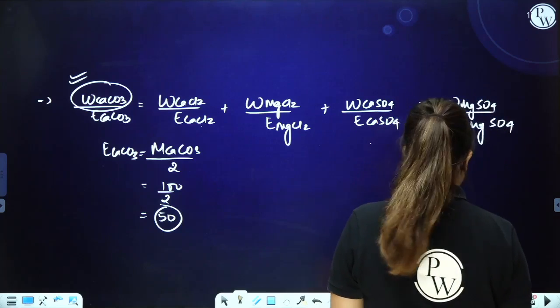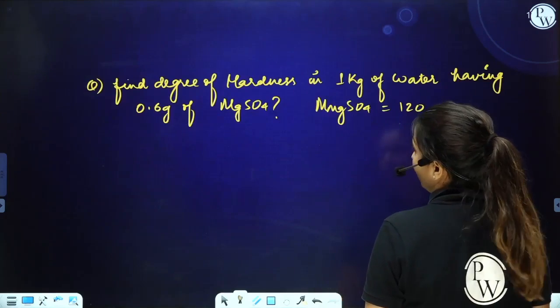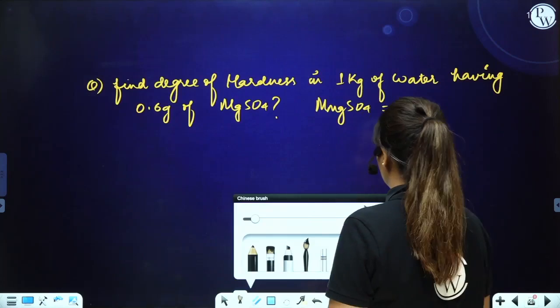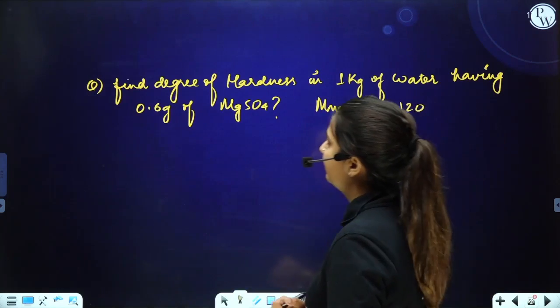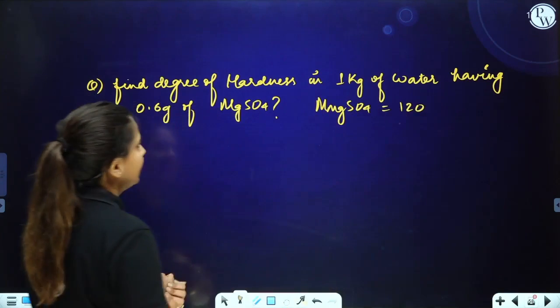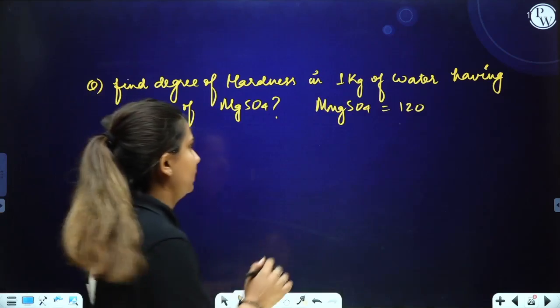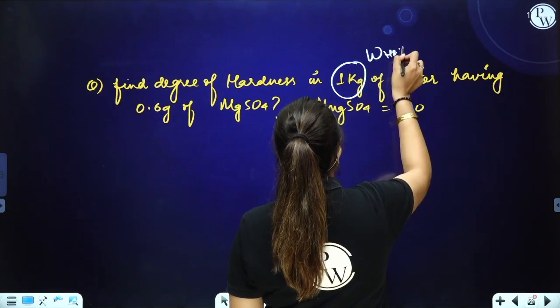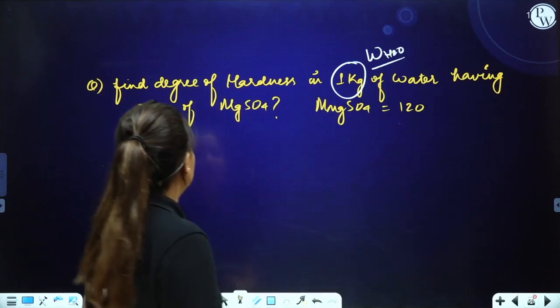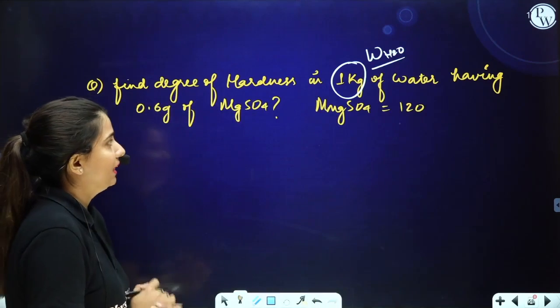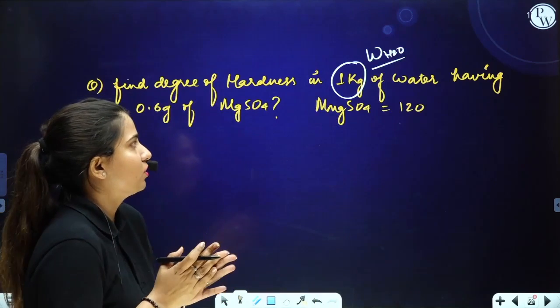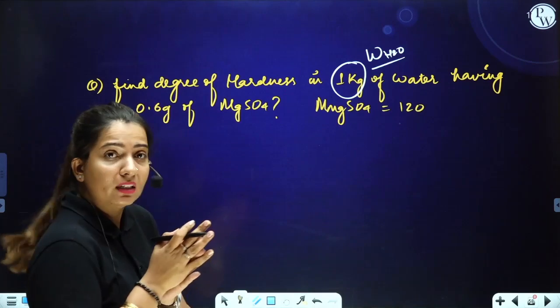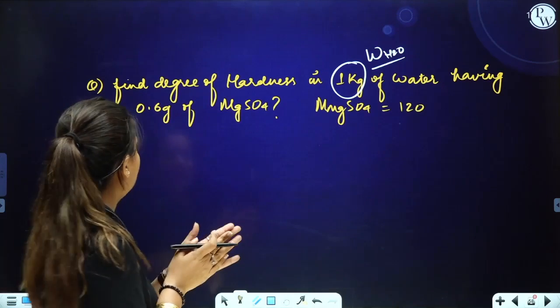Now let's move towards a question. The question we have is, find degree of hardness in 1 kilogram of the water. Okay, first of all, the weight of the water I told you is given in the question. Having 0.6 gram of the magnesium sulfate, even the molar mass of the magnesium sulfate is also given as 120 gram per mole.